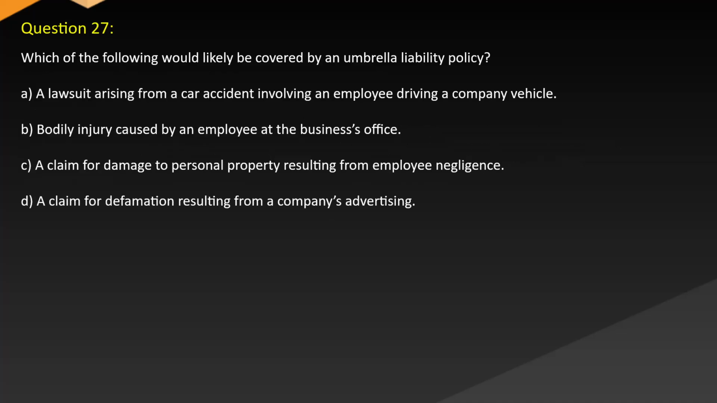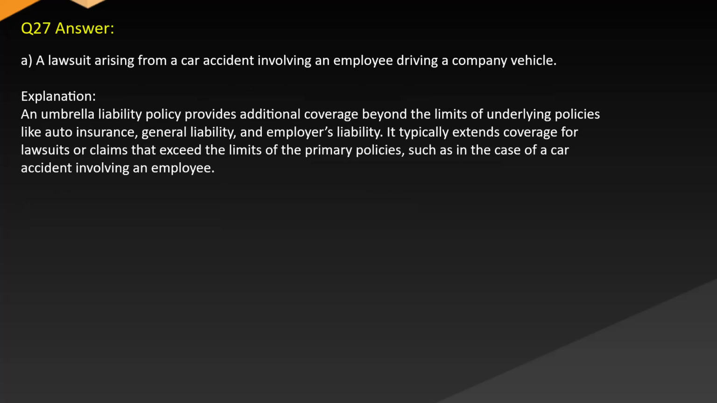Question 27. Which of the following would likely be covered by an umbrella liability policy? A. A lawsuit arising from a car accident involving an employee driving a company vehicle. B. Bodily injury caused by an employee at the business's office. C. A claim for damage to personal property resulting from employee negligence. D. A claim for defamation resulting from a company's advertising. Answer: A. A lawsuit arising from a car accident involving an employee driving a company vehicle.